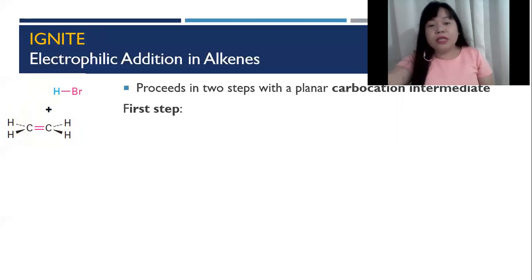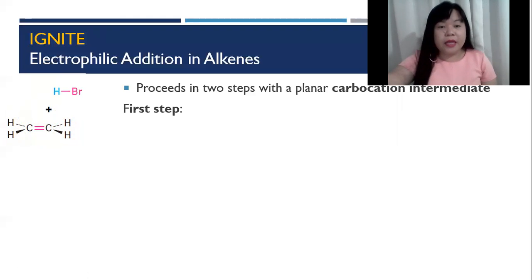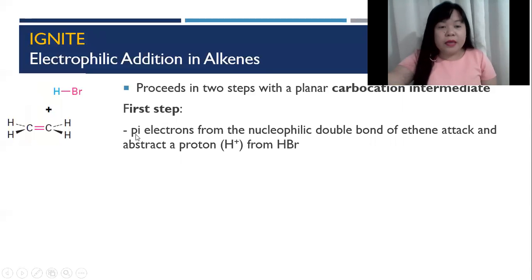So let's proceed to the first step in the reaction mechanism. Electrophilic addition happens when the pi electrons from the nucleophilic bond of ethene attack and abstract a proton from HBr. So this is HBr. The pi electrons here would have a negative charge, therefore they're nucleophilic in nature and would attack the partially positive charge in the polar bond of HBr.